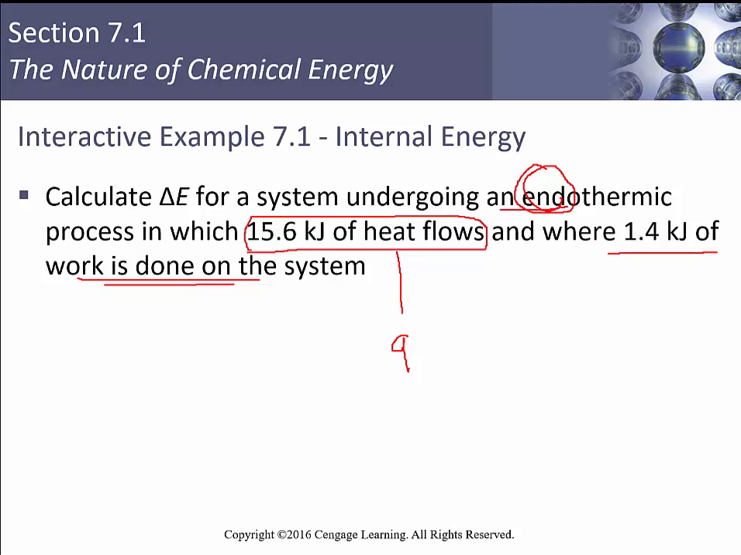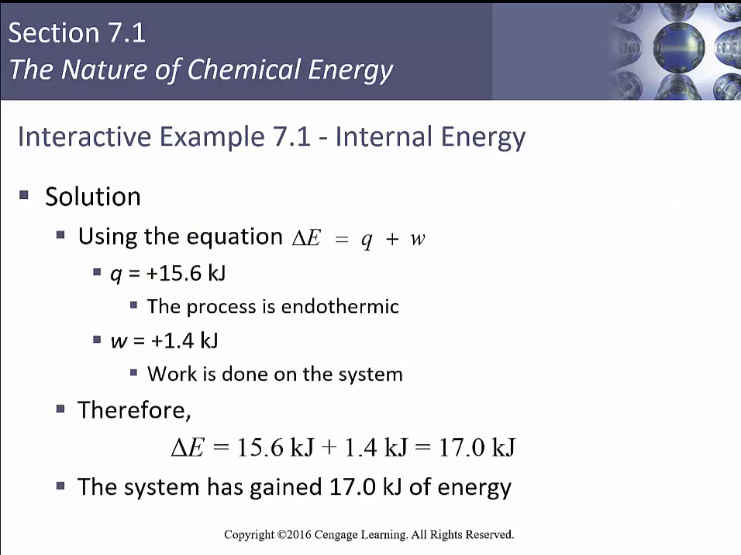Right? So we're going to use our equation that says our change in energy is going to be related to Q and W. W is our work, Q is our quantity of heat. So our Q is going to be plus 15.6 because it was endothermic. So endothermic means it's going to be a plus. Exothermic would have a minus. Work is done on the system. That means our energy is transferred in. So our work is going to be positive as well.